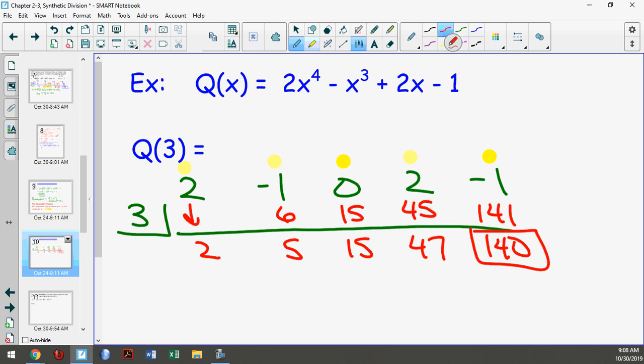That's pretty sweet, right? Isn't that kind of cool? So F at 3 is 140. Why? Because that's the remainder when I did synthetic division. So is this thing a factor? No, it's not a factor because my remainder is not 0, but F at 3 is 140. Do we all understand that? This is how you're going to do 9 through 10 on the homework.